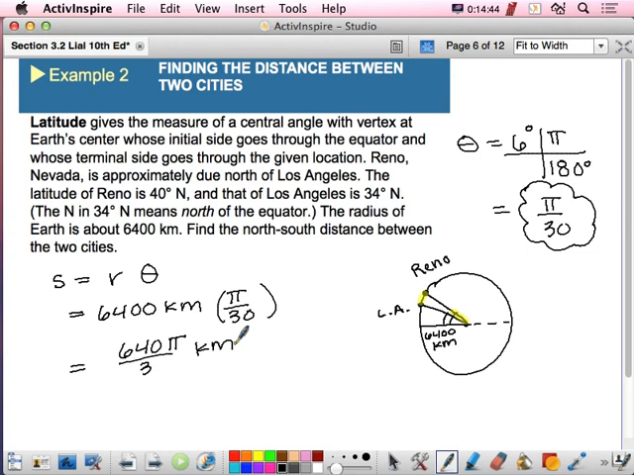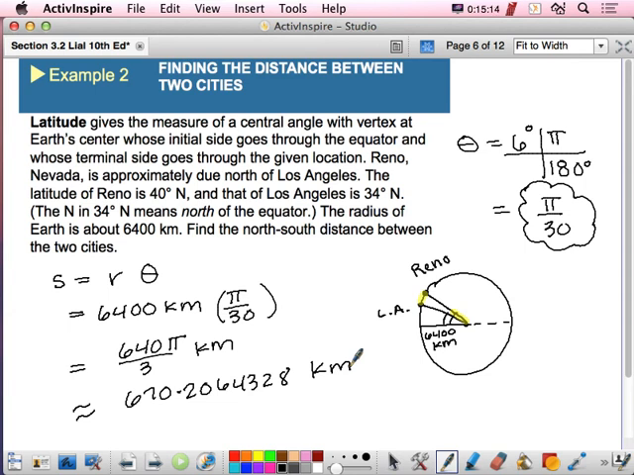Now let's round that to a decimal. We take the 640 and we actually multiply it by pi and divide it by 3. We get, did you guys get 670.20? 670 kilometers it is. That's how many kilometers Reno is north of Los Angeles.